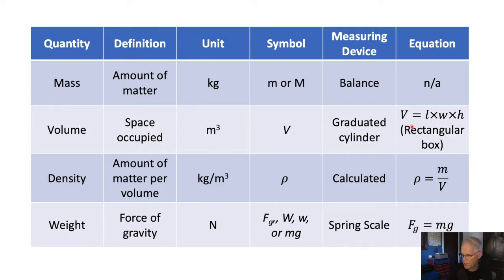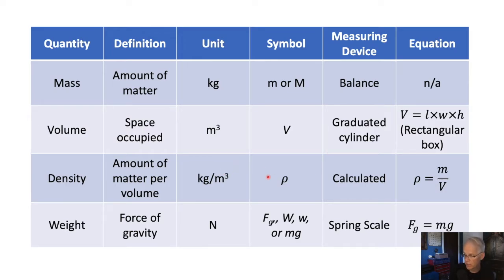The equation will depend on the shape of the object, but for your most basic shape, like a cube or a rectangular box, it will be length times width times height. If you keep that in mind, it'll help to keep that straight. Density is the amount of matter per volume. So we're going to take kilograms and divide it by cubic meters, or a kilogram per cubic meter.